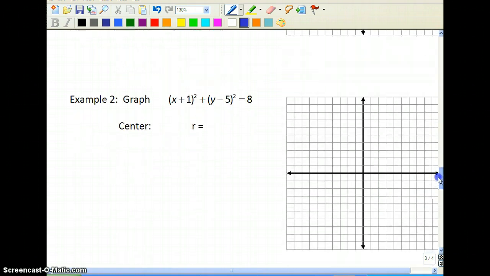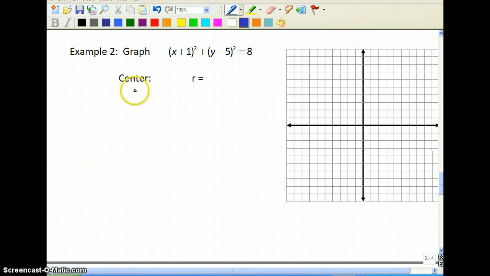I'm going to go to example number 2. The center would be (negative 1, 5). So negative 1, 2, 3, 4, 5. Here's the center. The radius, the square root of 8, that's 2 root 2. That's the answer that I need to see.